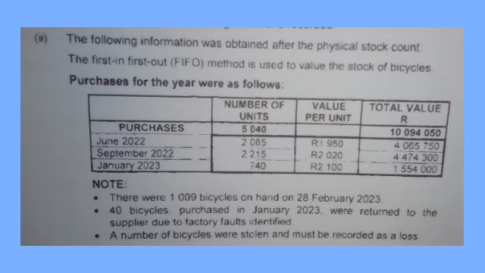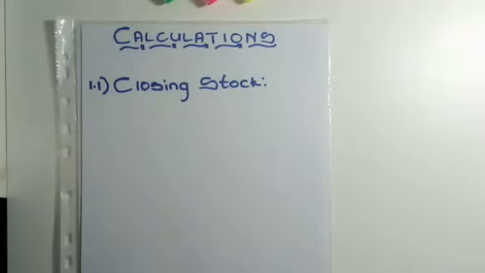We have purchases for the year that were as follows. They have given you a table that shows you the purchases for June, September, and January. And then beneath the table, we have a note. Bullet 1 says there were 1,009 bicycles on hand on 28 February 2023. Bullet 2, 40 bicycles purchased in January 2023 were returned to the supplier due to factory faults identified. Bullet 3, a number of bicycles were stolen and must be recorded as a loss.